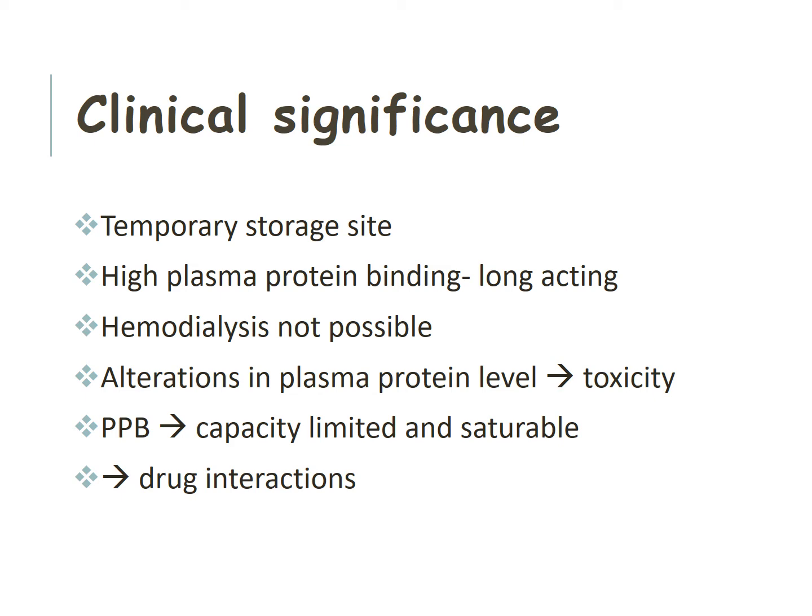If there is any toxicity due to a highly plasma bound drug, hemodialysis will not be possible, because during hemodialysis we can't dialyze our albumin or alpha 1 acid glycoprotein. The proteins will not be filtered during hemodialysis, so if the drug is attached to the plasma protein, hemodialysis will be difficult. And when there is an alteration in plasma protein level due to any disease or physiological condition, it can lead to toxicity. Plasma protein binding is also capacity limited and saturable.